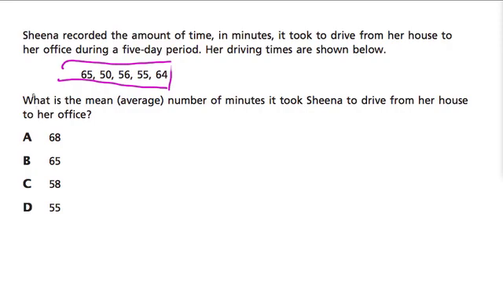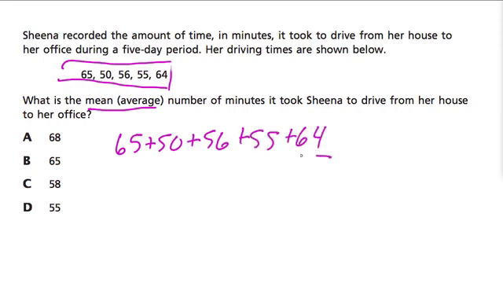Who knows? What they want to know is what is the mean or average number of minutes it took Sheena to drive from her house to her office. So how do we find the mean? Well, we add all the numbers up that we have, 65 plus 50 plus 56 plus 55 plus 64, and then we divide by the number of numbers we have. That's how you find the mean. So how many numbers do we have here? 1, 2, 3, 4, 5 numbers. So we divide by 5.